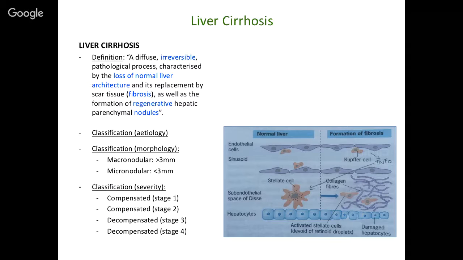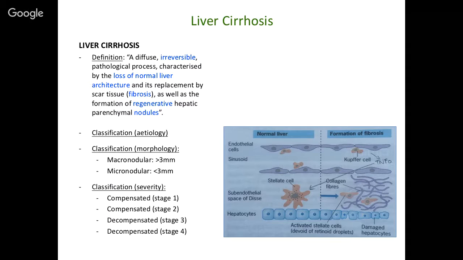It might be caused by viral hepatitis. It might be caused by NASH. It might be caused by alcoholic liver disease. You can also classify it morphologically. You might see macronodular nodules, which are greater than 3 millimeters, which is generally to do with alcohol, or you might see a micronodular picture, which is generally to do with viral hepatitis.